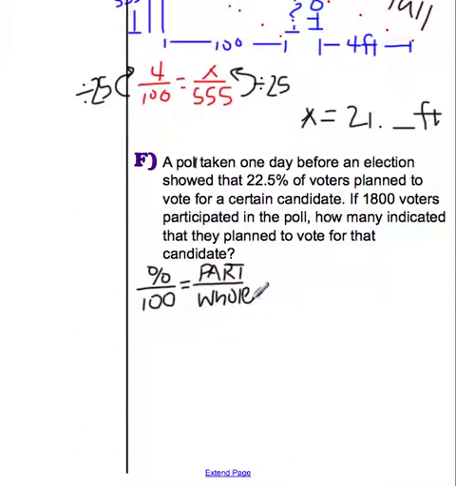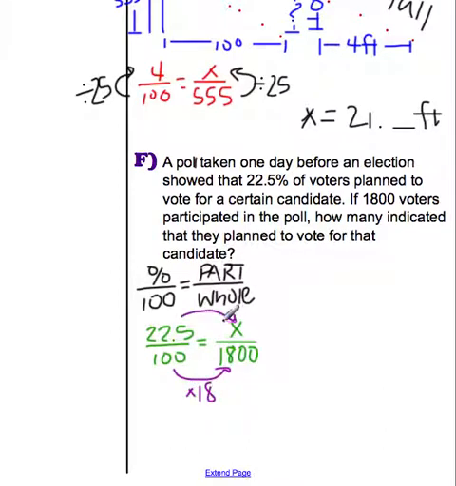So if we look here, we see that in response to the percent, that's 22.5 out of 100, and that 1,800, which is in there, represents all that participated in the poll, not necessarily the ones who voted for the certain candidate. So because that's all of them, that represents our 100%, and our X goes on the top. So if I look here, I see that I can go from 100 to 1,800 by multiplying by 18.